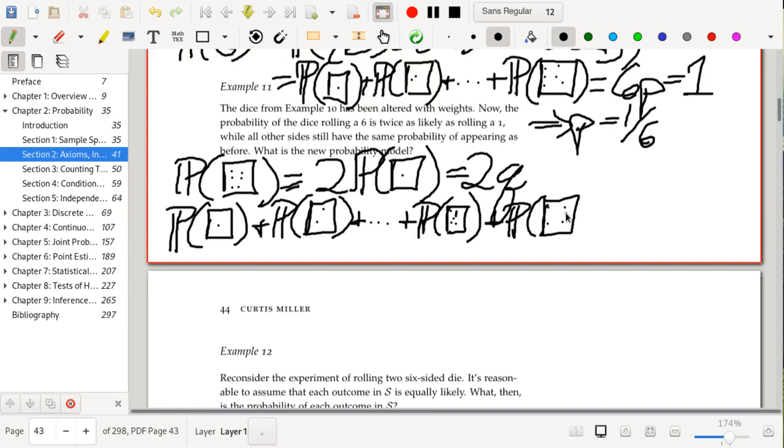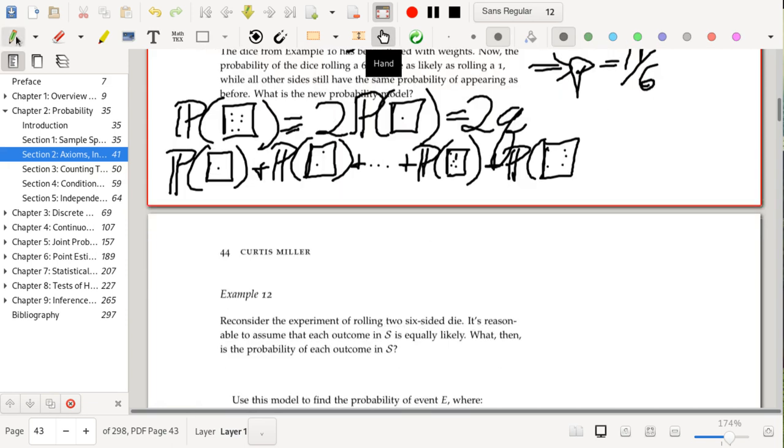Come on, cooperate, you stupid screen. I hate drawing the 6 because my screen is not very cooperative. All right.